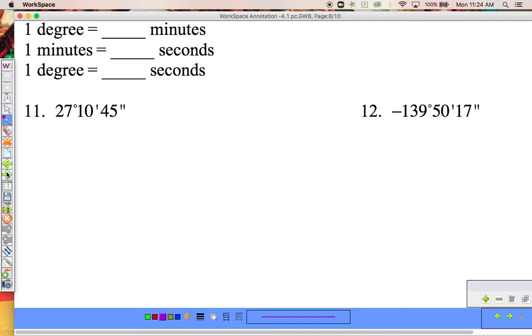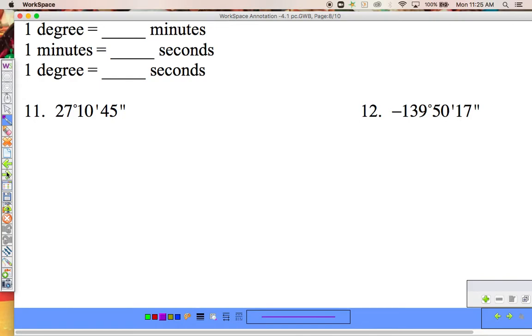All right, next. We're going to talk about smaller parts of a degree. Not every degree in life is exactly an integer. If you talk about latitude and longitude lines, not every house in the world is on a latitude and longitude line. It might be in between. So we're going to break these down into smaller numbers. You're going to need some sort of calculator to get through these.